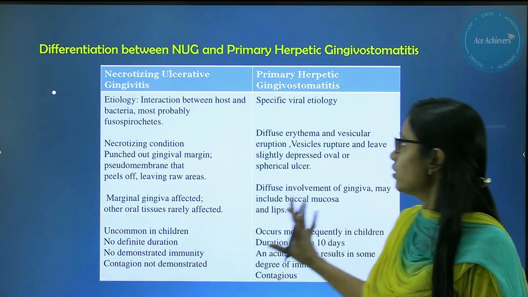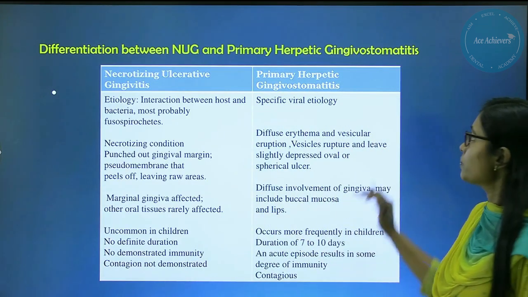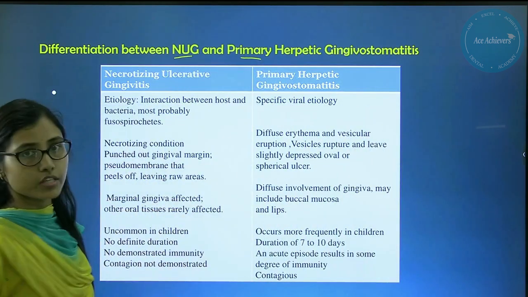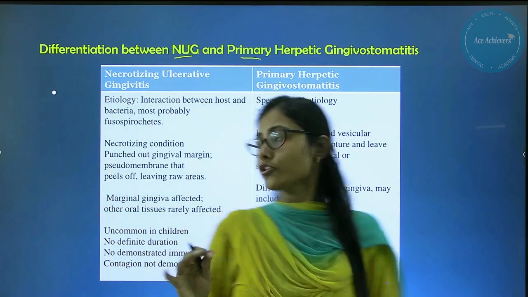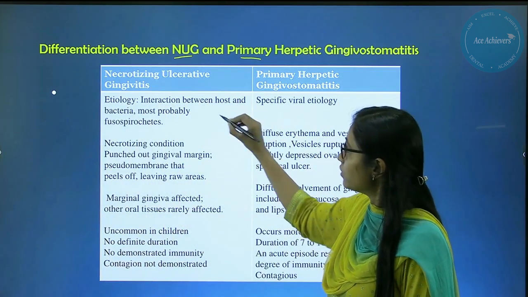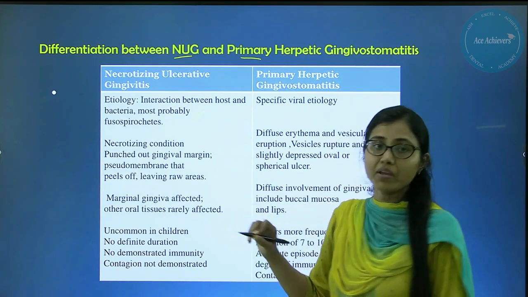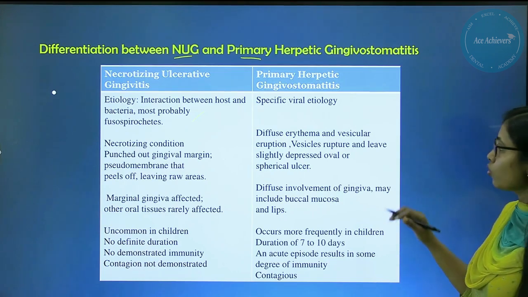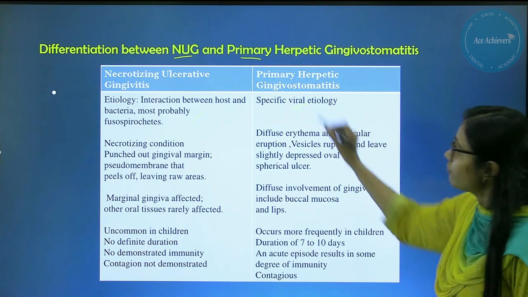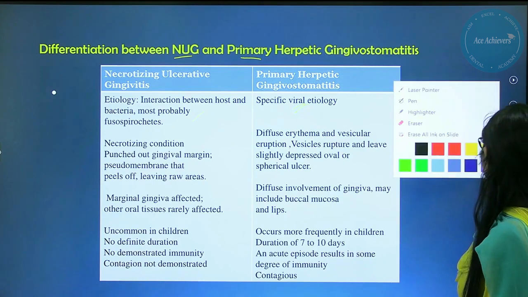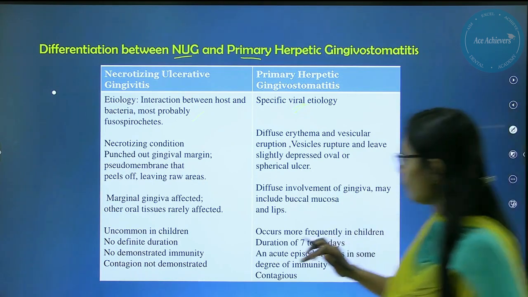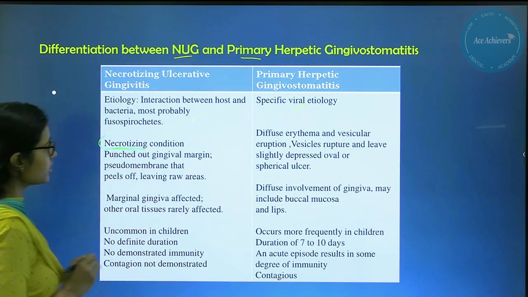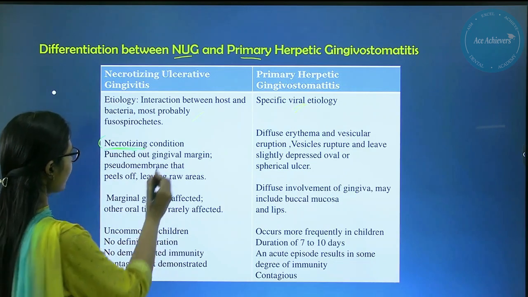This table summarizes the difference between ANUG and primary herpetic gingivitis. As we have studied, the causative factor of ANUG is bacteria, most probably an interaction between the bacteria and the host, whereas here it is a viral etiology. When we see how it presents clinically, ANUG is a necrotizing condition. It has punched-out gingival margins.